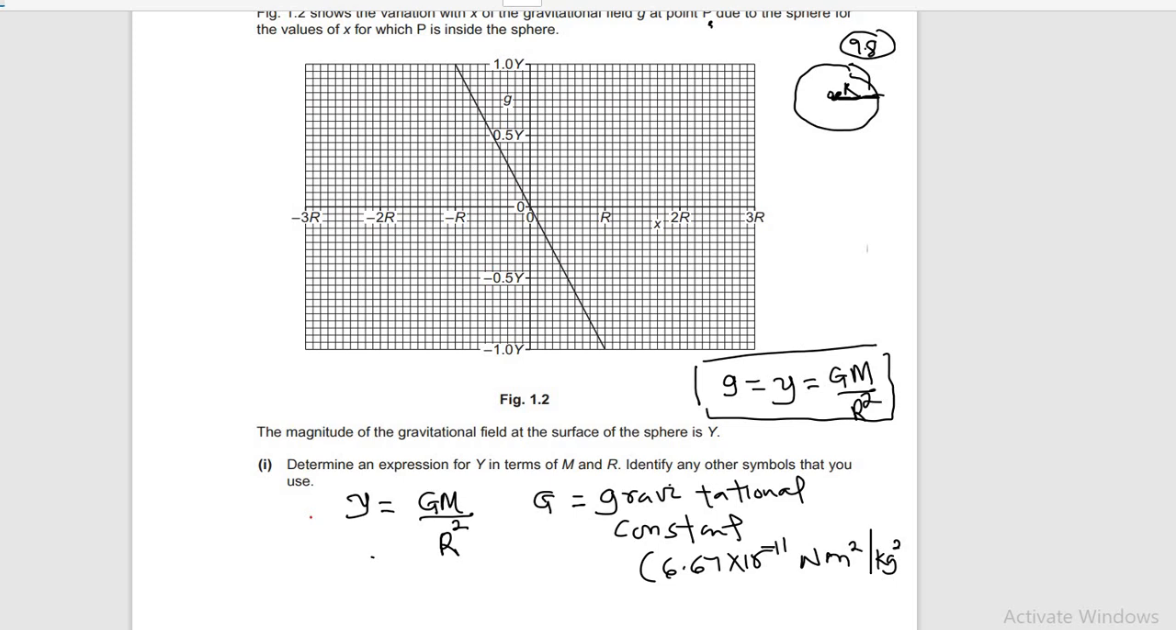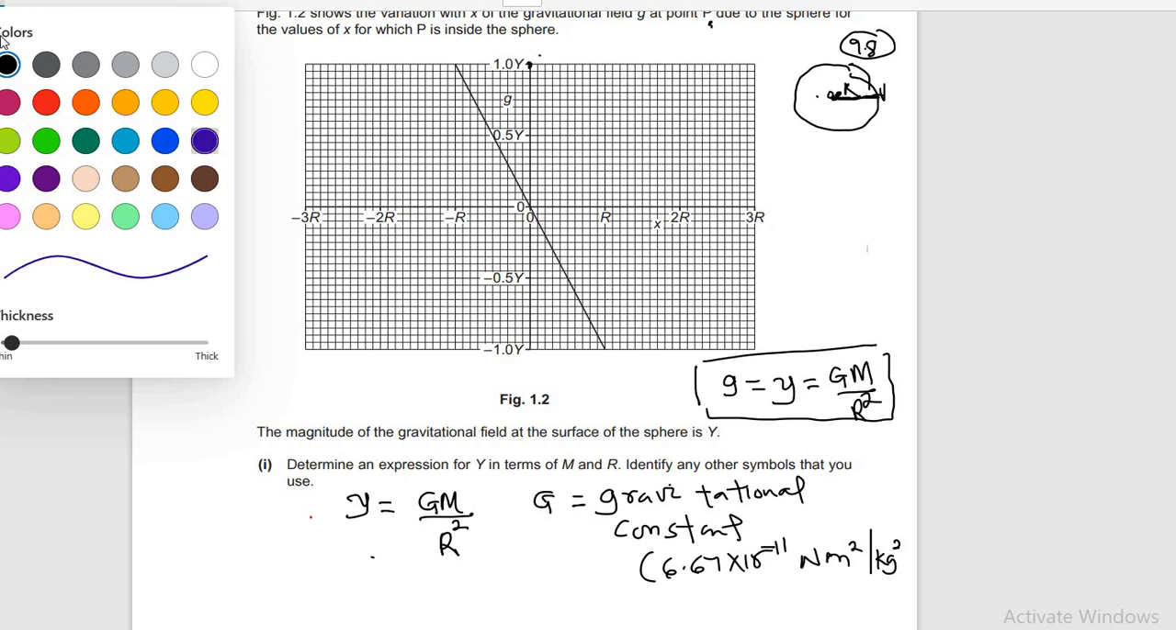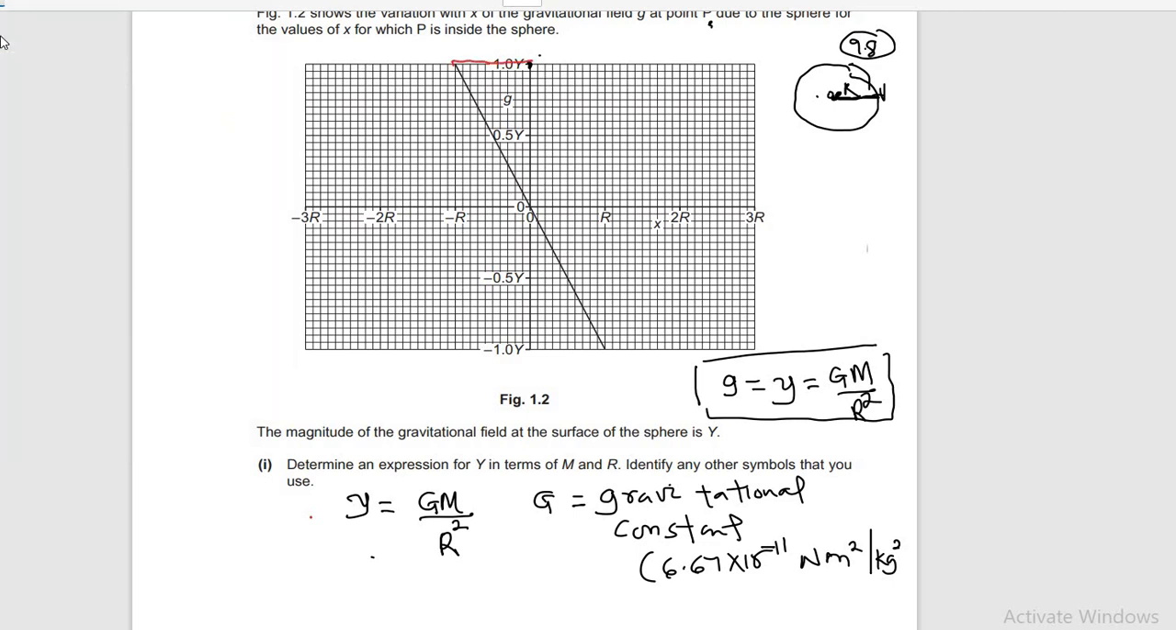The center of the Earth is 0 here, and from the center to the surface is between 0 and r. Let me use another color to be clear. Okay, blue. This is negative r. From the center of the Earth to the surface, from 0 to r, it is constant.